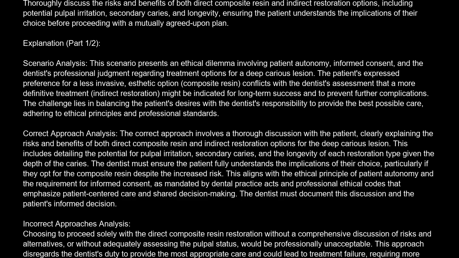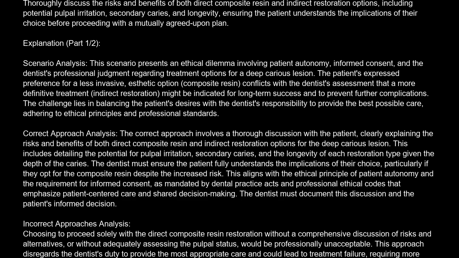This aligns with the ethical principle of patient autonomy and the requirement for informed consent, as mandated by dental practice acts and professional ethical codes that emphasize patient-centered care and shared decision-making. The dentist must document this discussion and the patient's informed decision.